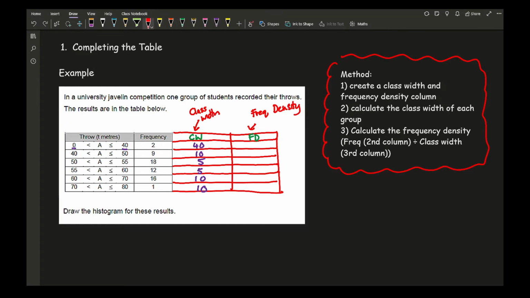Now if you remember from the previous slide, frequency density is calculated by the frequency divided by the class width. Now you might need to use your calculator for this, which is no problem at all. So again, for the first one, and again, one way to look at it is to do this. I'm just going to divide these two, the second and my third column, and that's going to equal those.